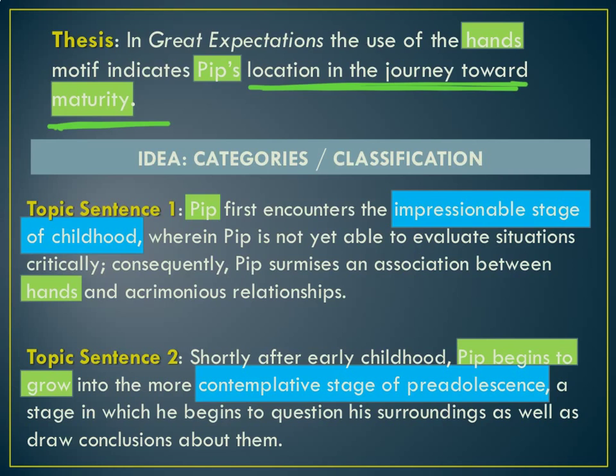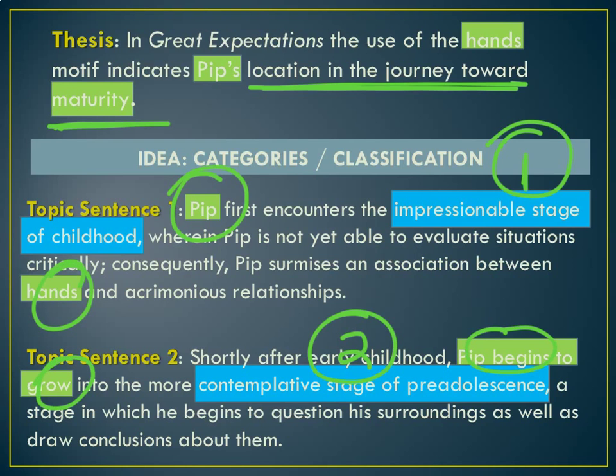And so the first category is this blue language here, impressionable stage of childhood, and then the second category is the contemplative stage of pre-adolescence. And so he or she has named these very distinct classifications or categories of this journey toward maturity. And then what you also see them doing really well is using language that connects us back to the language in the thesis statement. And so we have a really effective topic sentence because they signal classification really well, and then they're being sure that they're using words to constantly connect us back to our claim and our topic and our thesis.